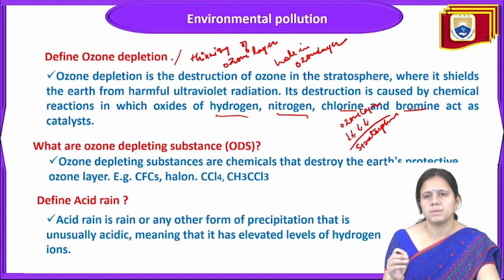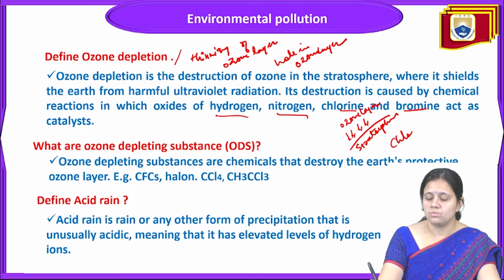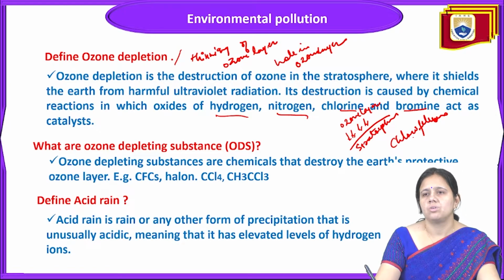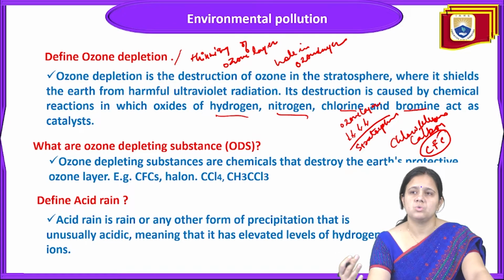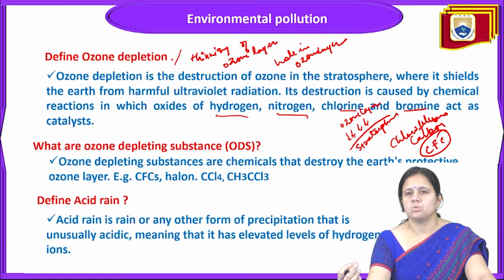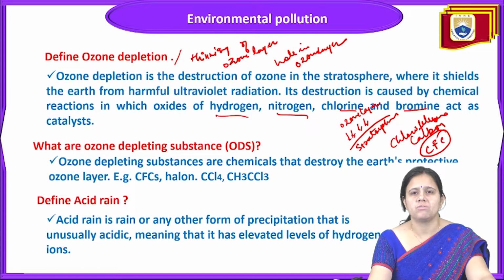And this ozone layer destruction is basically caused by chlorofluorocarbon. Chlorofluorocarbon, as we have already discussed in the lectures, CFC. CFC originates from our refrigerators. All this CFC originates due to human activity, it is anthropogenic. And next is: what are ozone depleting substances, means what substances are depleting this ozone layer? Which substance is responsible for the depletion of the ozone layer?